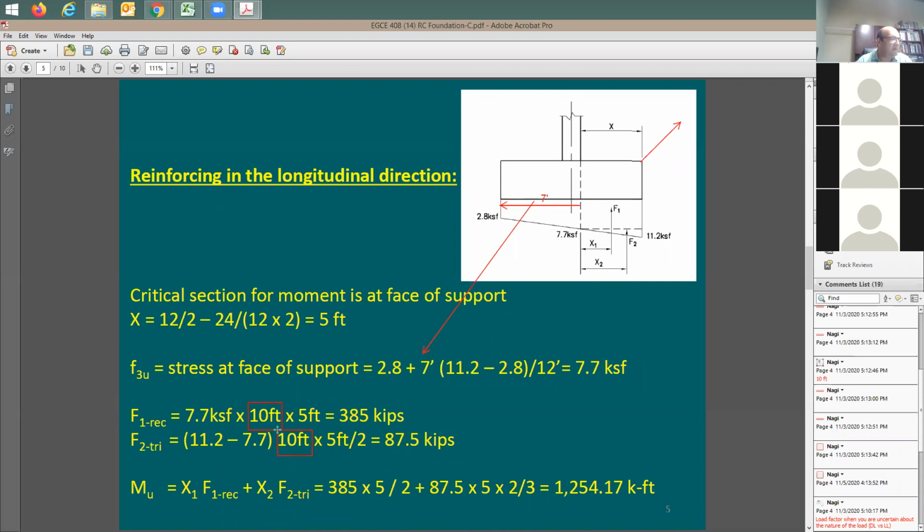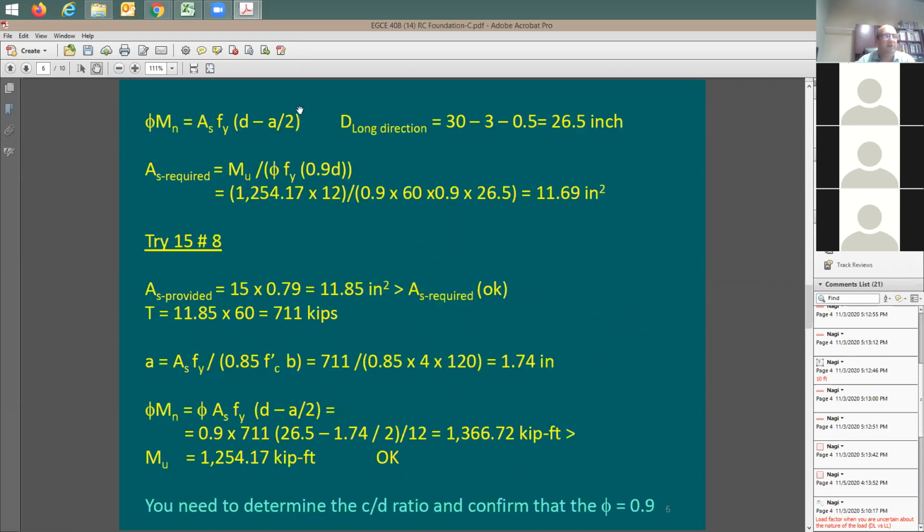Same thing here. Now you have two forces, and certainly x1 is going to be equal to 2.5 feet, because this x equals 5 feet. So we can say this here equals 5 feet. So x1 is going to be equal to 2.5, and x2 is going to be 2/3 of 5. With that, I have the moment. Now, what do you do once you have the moment? Right after, you have the rebar location, and then you run through this that we have done before.